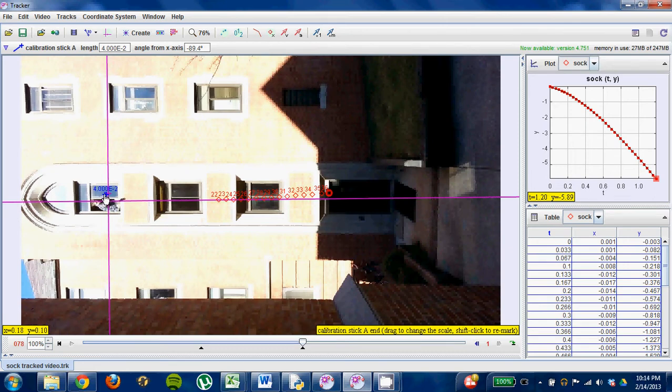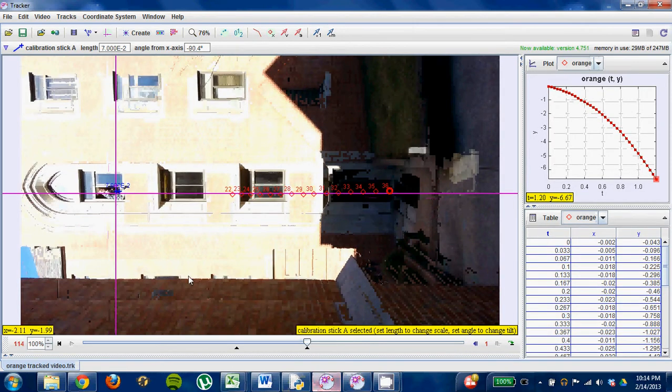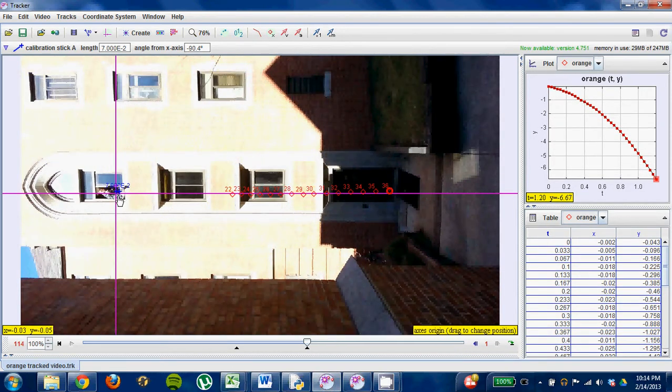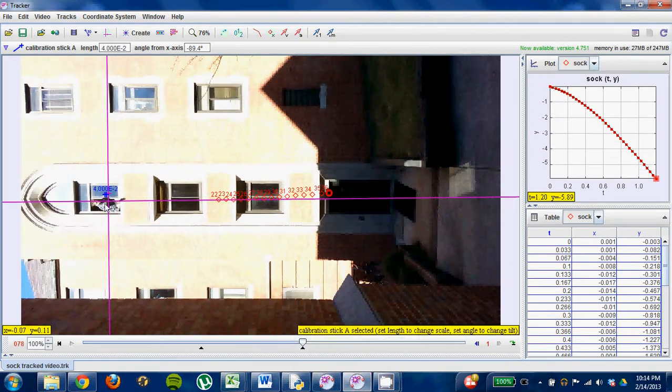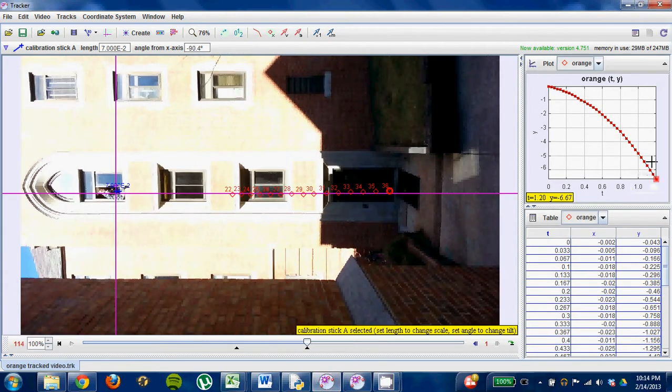I've set up my scale right here based on the size of the sock, as I did in the other video with the size of the orange, to get the proper scale so that Tracker can collect all this data for me. But this is the data, and you can see the graph of the sock's position over time, and here you can see the position of the orange over time.